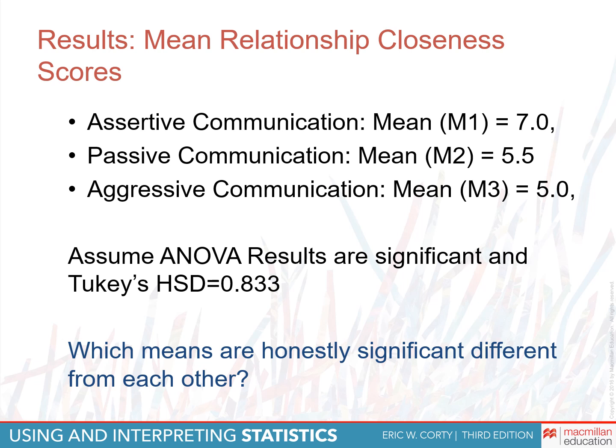All right, so now let's say that the mean closeness score for those in the assertive communication group is 7.0. The mean closeness score for those in the passive communication group is 5.5. And then let's say that the mean relationship closeness score for the people in the aggressive communication group is 5.0. And let's say we do our hypothesis testing and we find that the results of our ANOVA are significant. And we do a post hoc test using Tukey's HSD, and we get that Tukey's HSD is 0.833. And so now the question becomes, which of these means are honestly significantly different from each other?